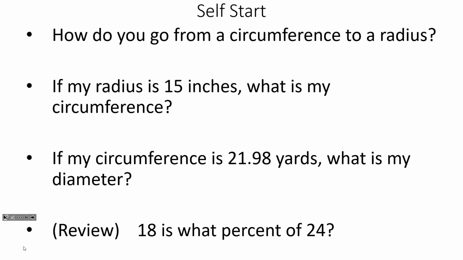For your self-start today, we are continuing with circles. So we're going to be practicing some stuff we've learned recently. So how do you go from a circumference to a radius? To go forward, remember from radius to circumference, we're multiplying. So to go backwards, we're going to be dividing. So we're going to do our circumference divided by 3.14, and that's going to give us our diameter. And then we're going to go from diameter to radius by dividing by 2. So that's how you would go backwards.